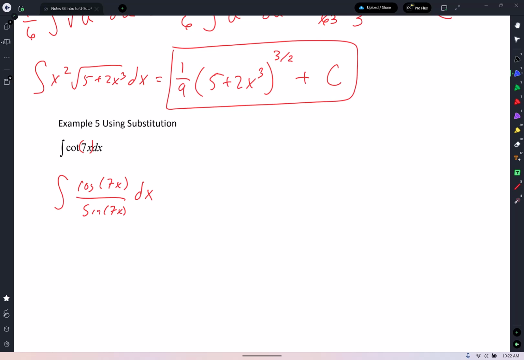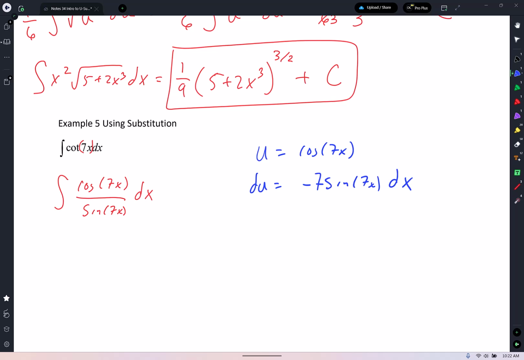What do you think u should be? Should we mess up first? Should we do it wrong first? Don't write this down. Just listen. Let's say I say that u equals cosine 7x. That's wrong, by the way, but let's say I don't know any better. u is cosine 7x. So then I write du is negative sine 7x times 7, and then there's dx over here.